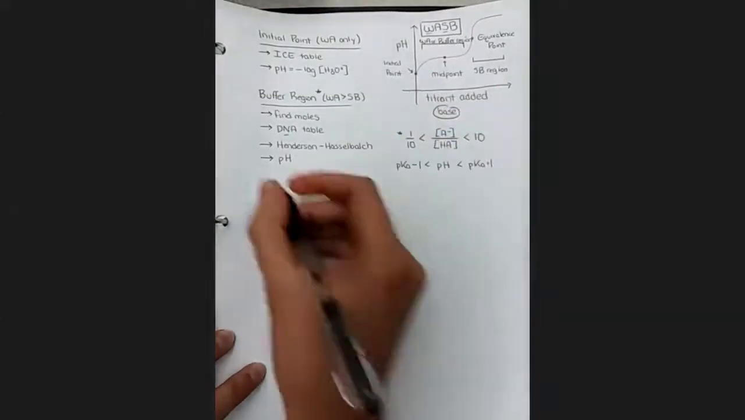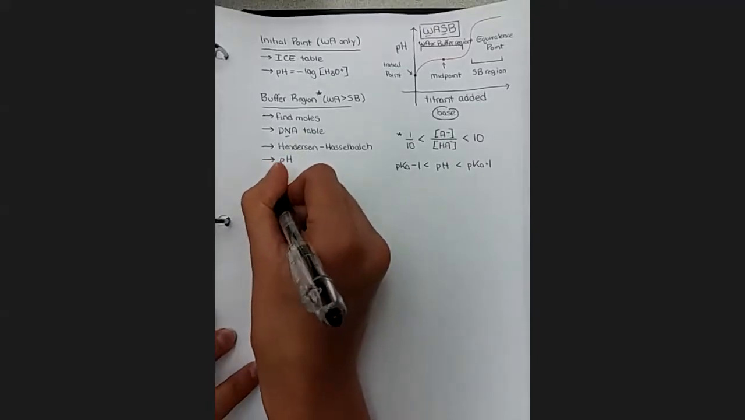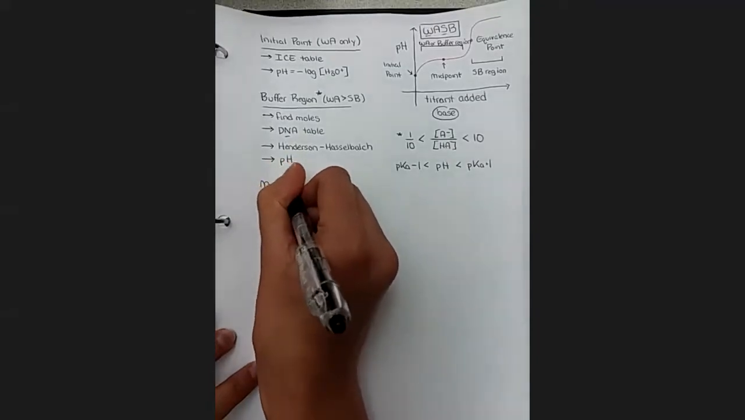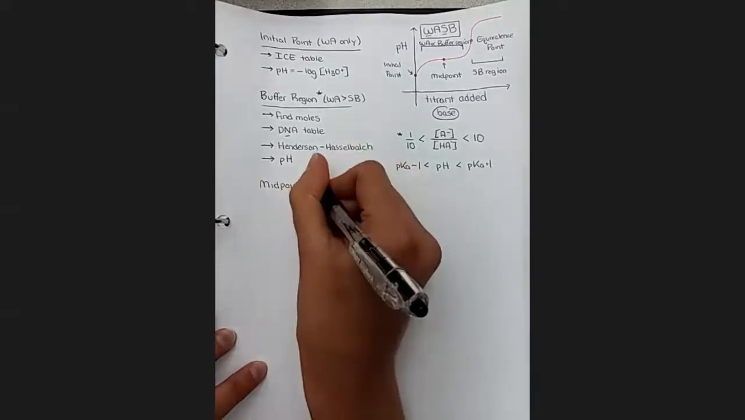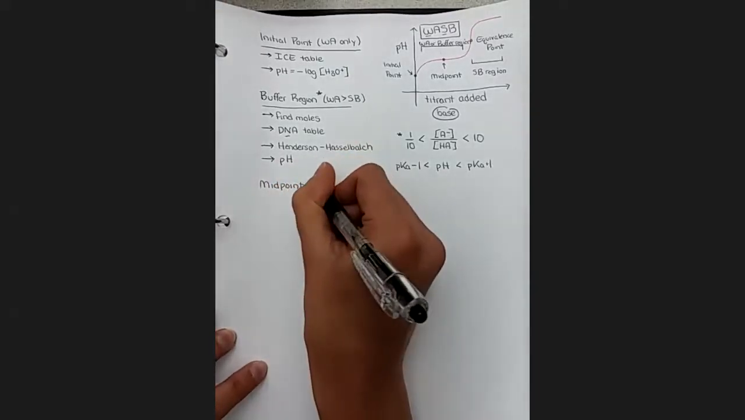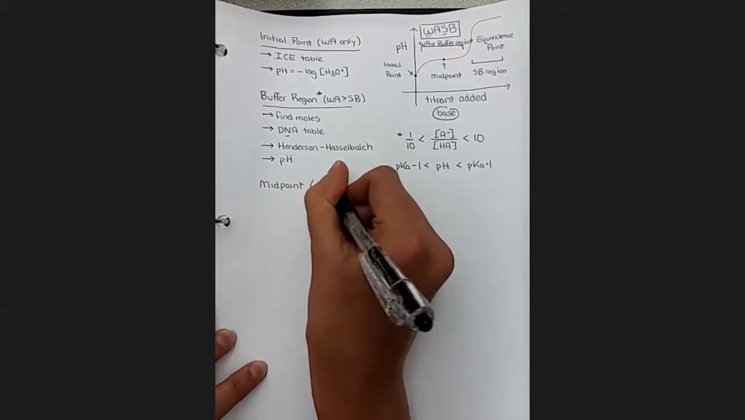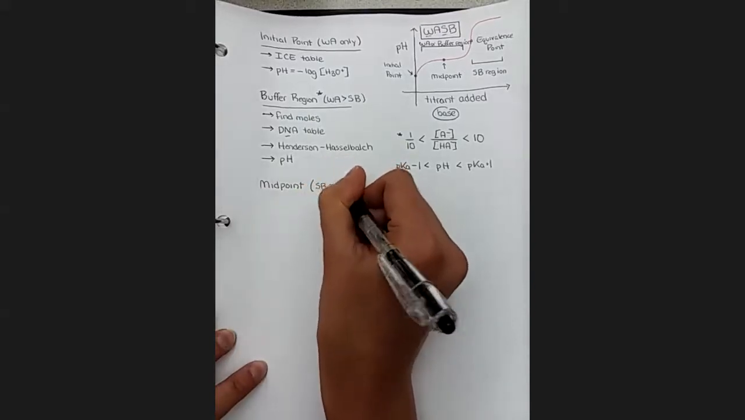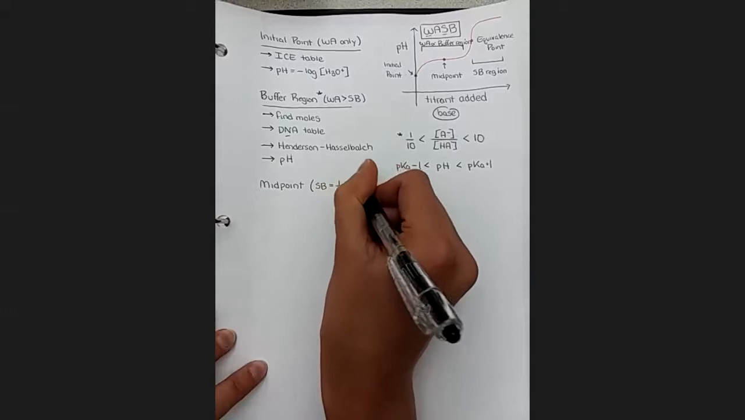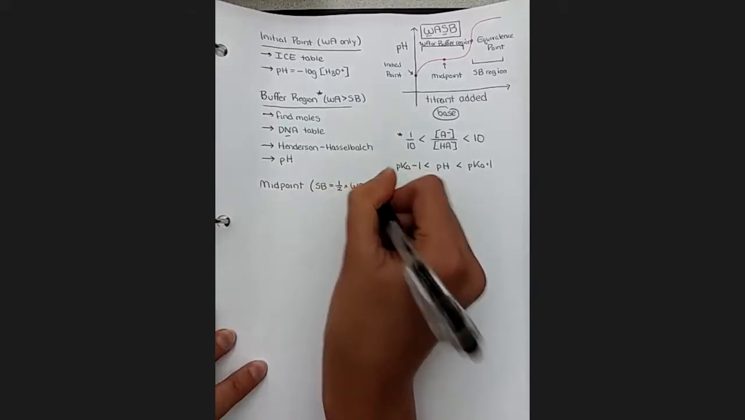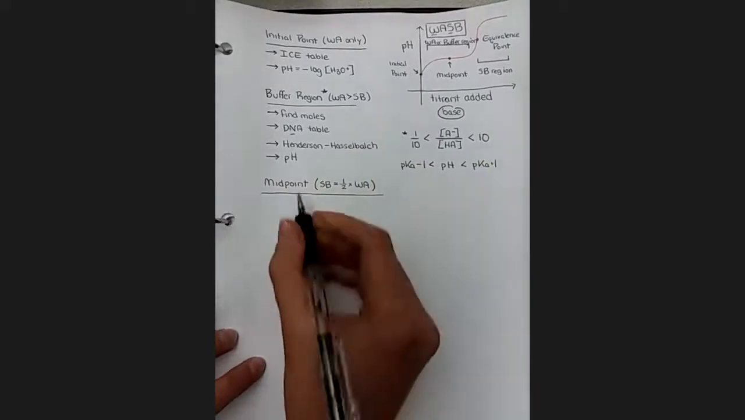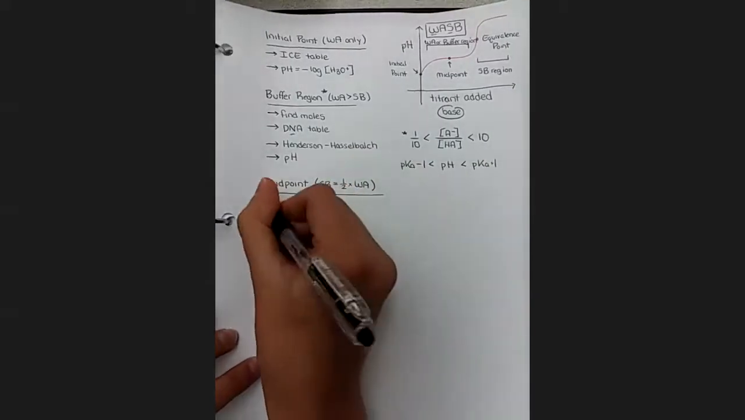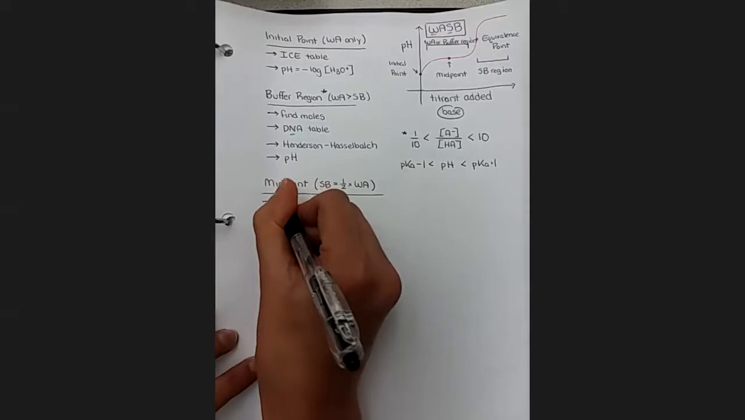In the middle of the buffer region is the midpoint. And we'll add that one here because it has a slightly easier way of solving. The midpoint is where the amount of strong base that we've added equals 1/2 the amount of weak acid that we had in our titrant flask. So in order to know that it was your midpoint, you would have found the moles first.